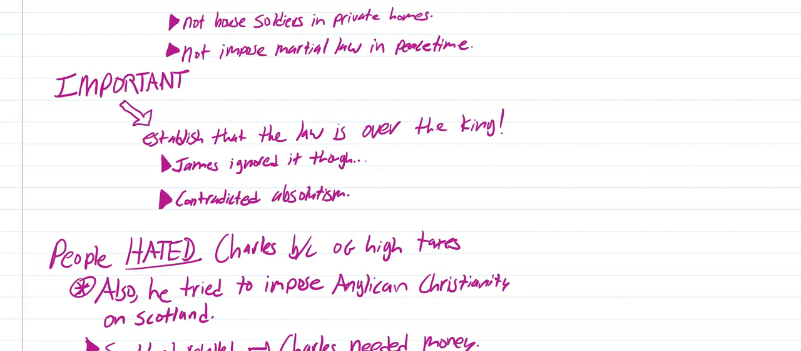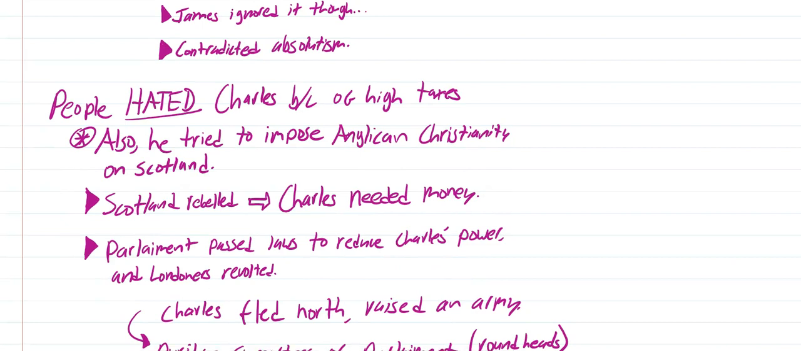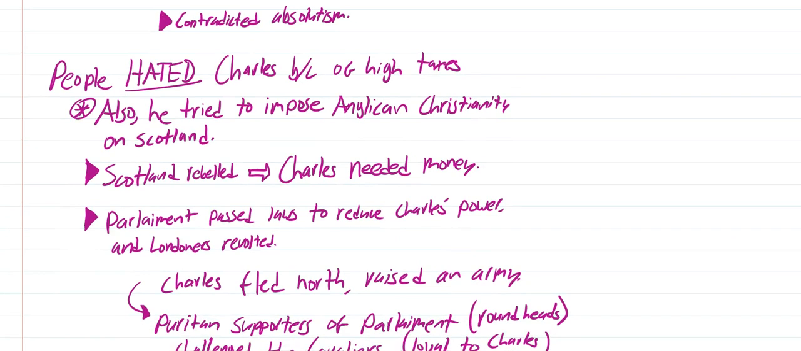In addition to all these things, this established that law is more important than the king. The law is bigger than the king. And the king can't just call the shots by speaking laws out of his mouth like Louis XIV could. Now, Charles is going to ignore this, but it sets the stage for laying the groundwork that we're going to see here in Britain later on. He viewed this as a document that contradicted absolutism. Now, people hated Charles because of his high taxes.